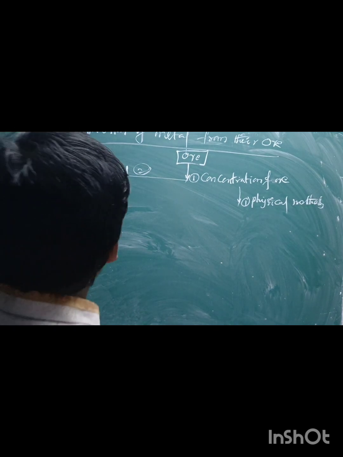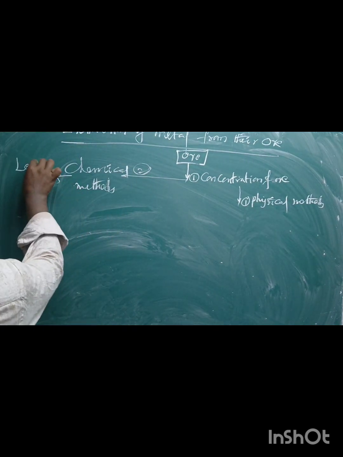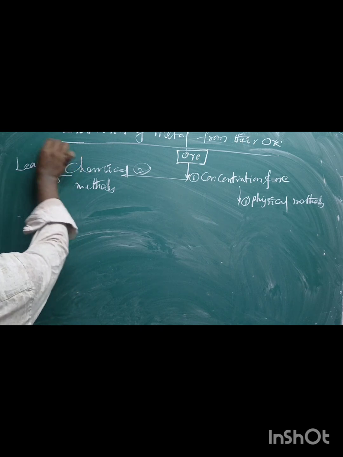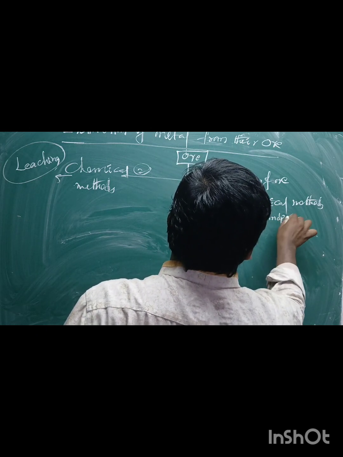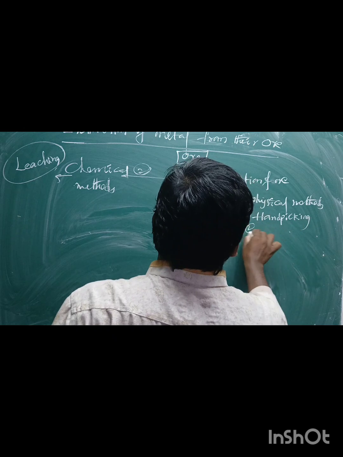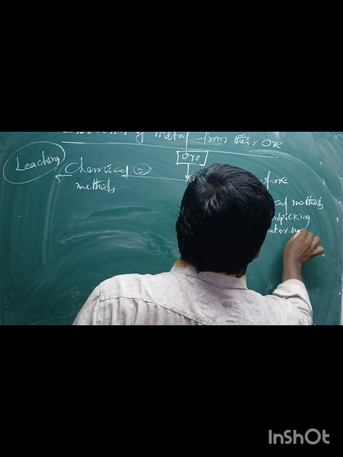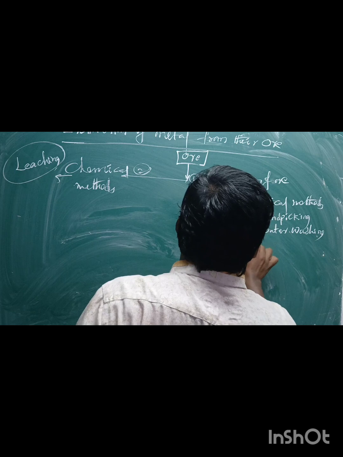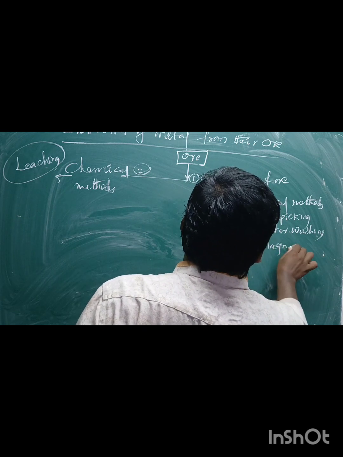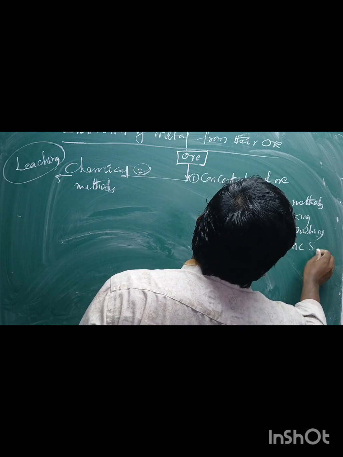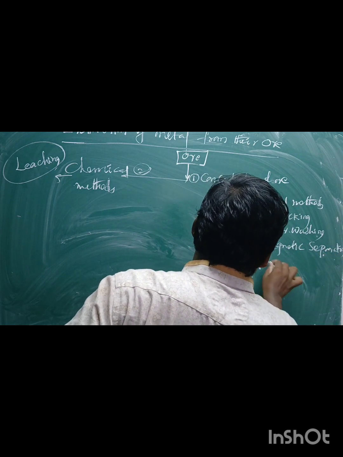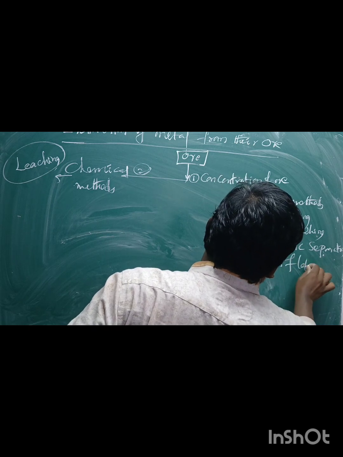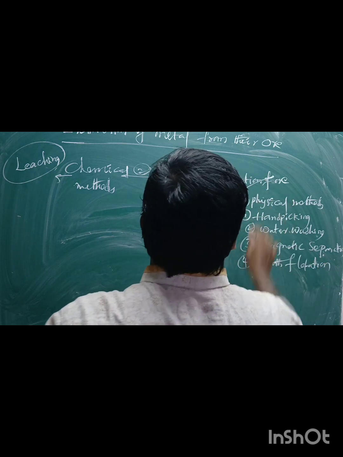Chemical methods, what is the process here? Leaching process. Leaching method. Here in physical methods, there are four physical methods. The first one is hand picking. Second one is water washing. Third one is electromagnetic, magnetic separation method. Fourth one is froth flotation. These four methods are called physical methods.